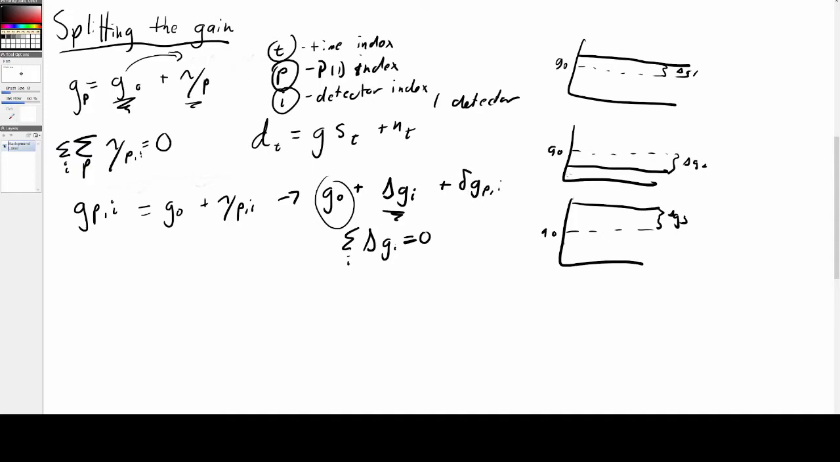And then this term is what actually encodes the PID to PID variations. So if this is the PID index or axis, the actual total gain would look something like this. That's when we add all 3 of them together. But we have to make sure that for each I, or for each detector, the sum over all PIDs is 0.